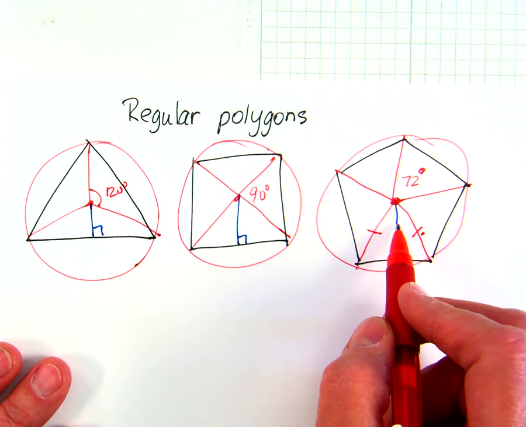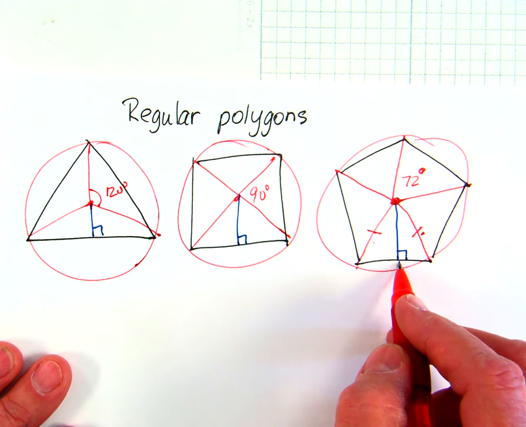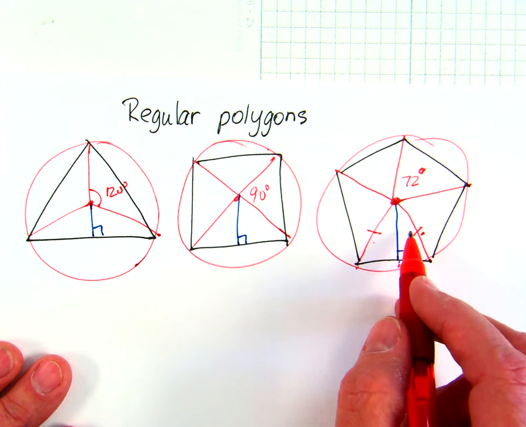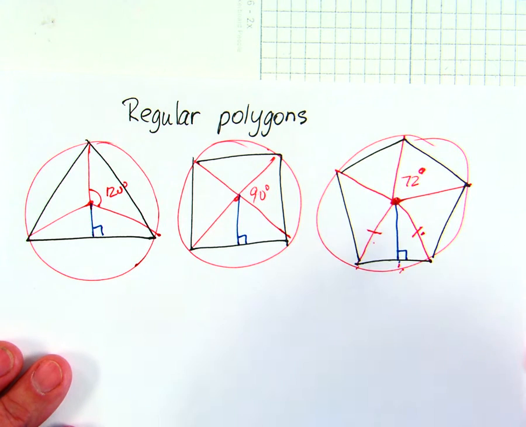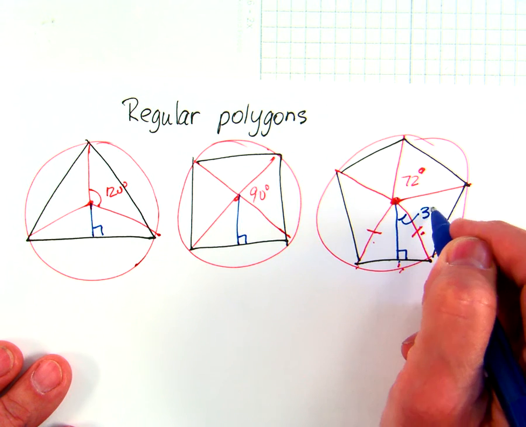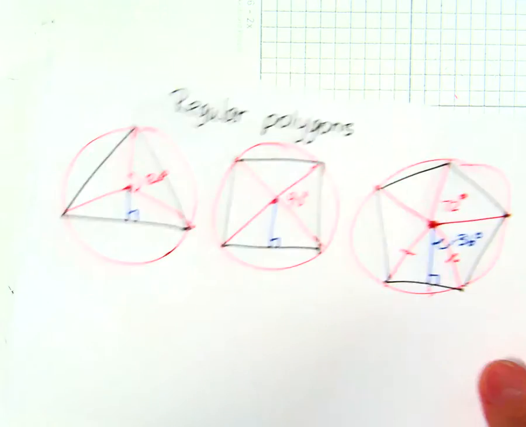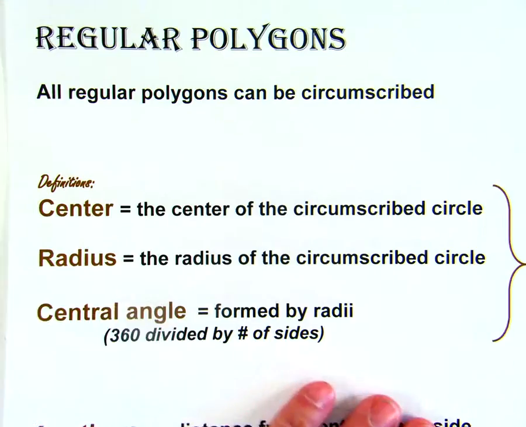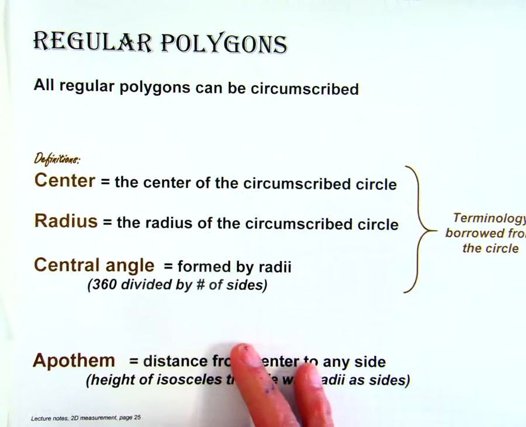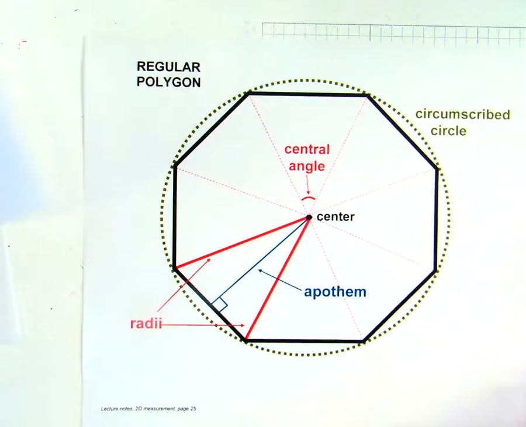Recall that in an isosceles triangle, an altitude dropped from the vertex to the opposite side bisects the angle. The big angle is bisected, so this is half of 72, which is 36 degrees, which will be true in a similar fashion for the others. This is written down for you here so you can read it. And here's what it looks like in a picture with an octagon.